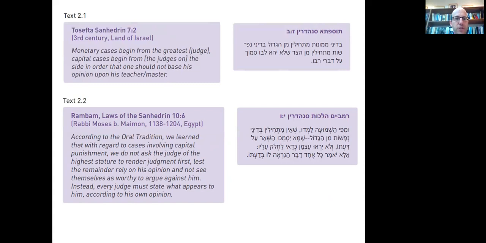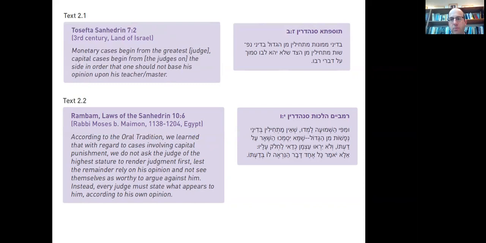He writes, according to the oral tradition, we learned that with regard to cases involving capital punishment, we do not ask the judge of the highest stature to render judgment first, lest the remainder rely on his opinion and not see themselves as worthy to argue against him. Instead, every judge must state what appears to him or her according to their own opinion.